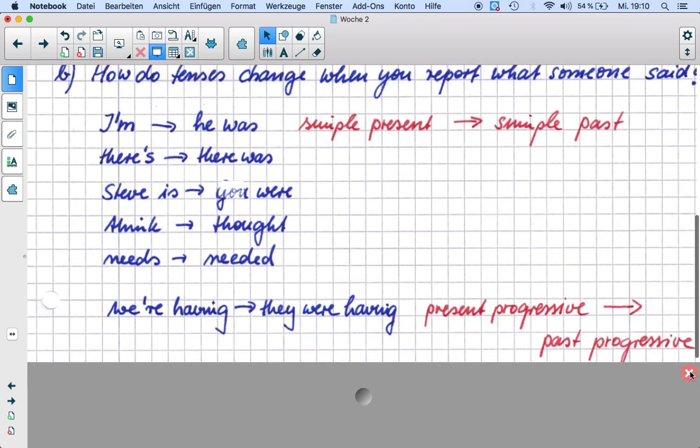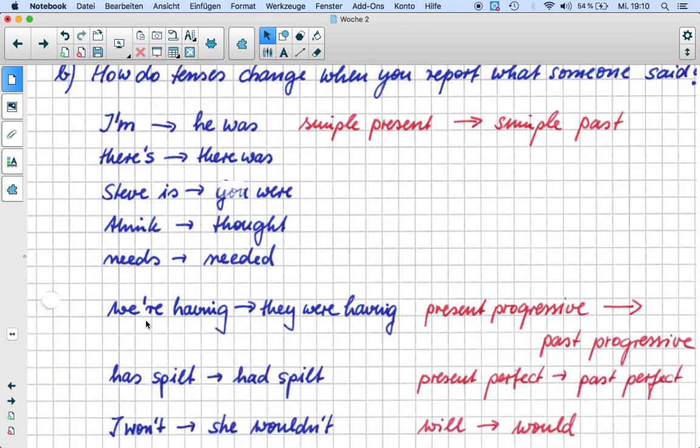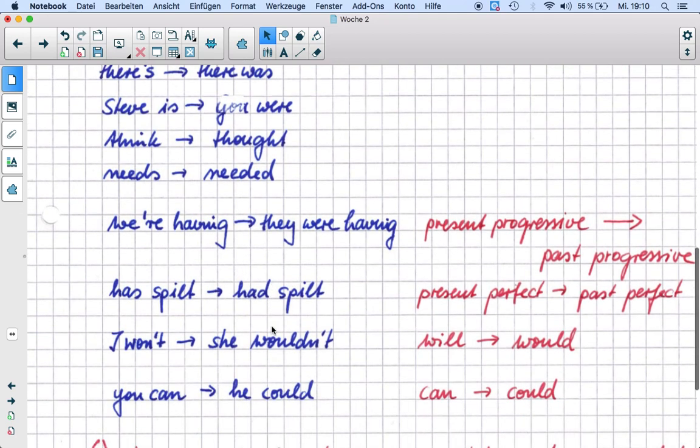I have to delete the curtain. So we are having changes into they were having, present progressive into past progressive. Has spilled into had spilled, present perfect into past perfect. I won't is turned into she wouldn't. Will is turned into would. And you can is turned into he could. Can is turned into could. Please note down all the examples and also the tenses here.